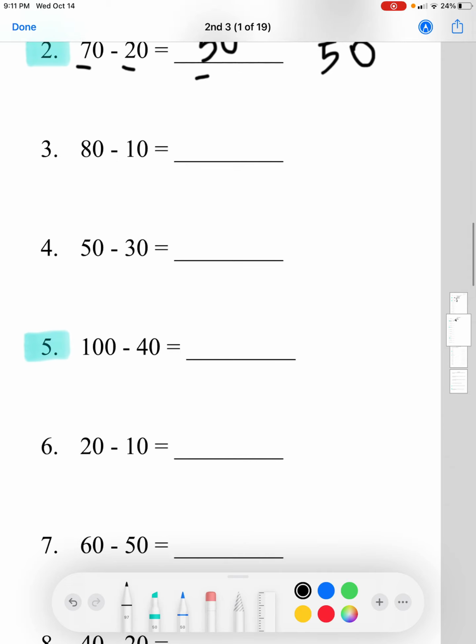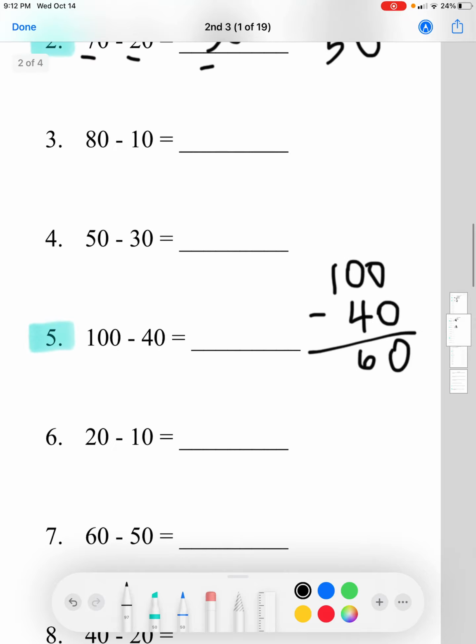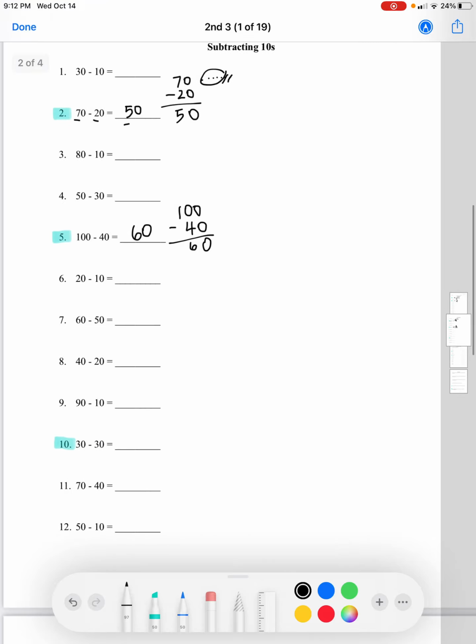So you have number 5 right here, 100 minus 40. Again, these zeros cancel and end in 0 because 0 subtracting 0 is going to be 0. And then now we have 10 minus 4. 10 minus 4 equals 6. So 60. 100 minus 40 equals 60.